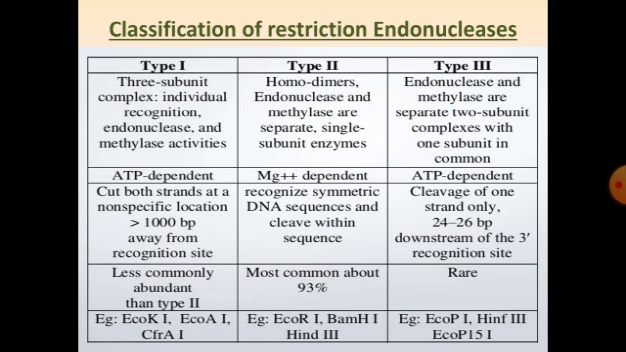Then type 3 restriction endonucleases. Endonuclease and methylase are a two subunit complex with one subunit in common. It is an ATP dependent enzyme. Cleavage is of one strand only. This enzyme cleaves one strand in a DNA molecule 24 to 26 base pairs downstream of the 3' recognition site. It is a very rare type of restriction endonuclease. Examples for this enzyme are EcoP1, HinfIII, then EcoP15.